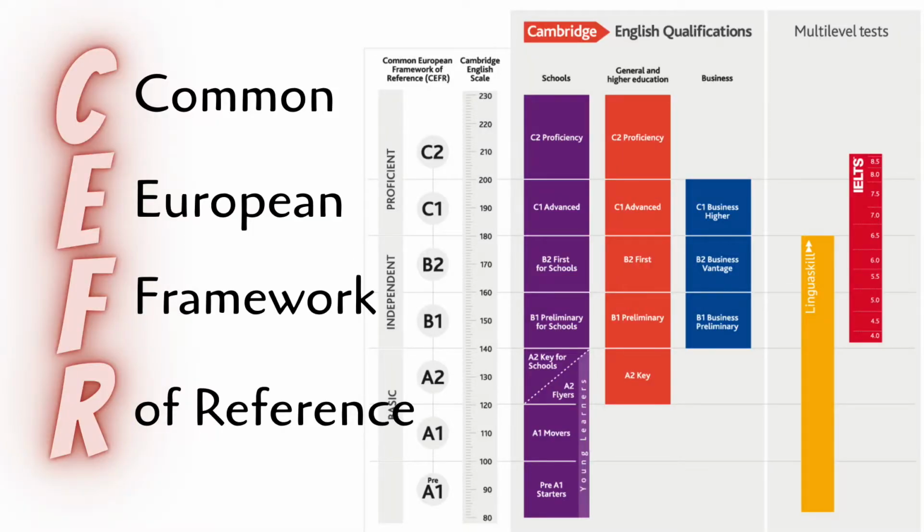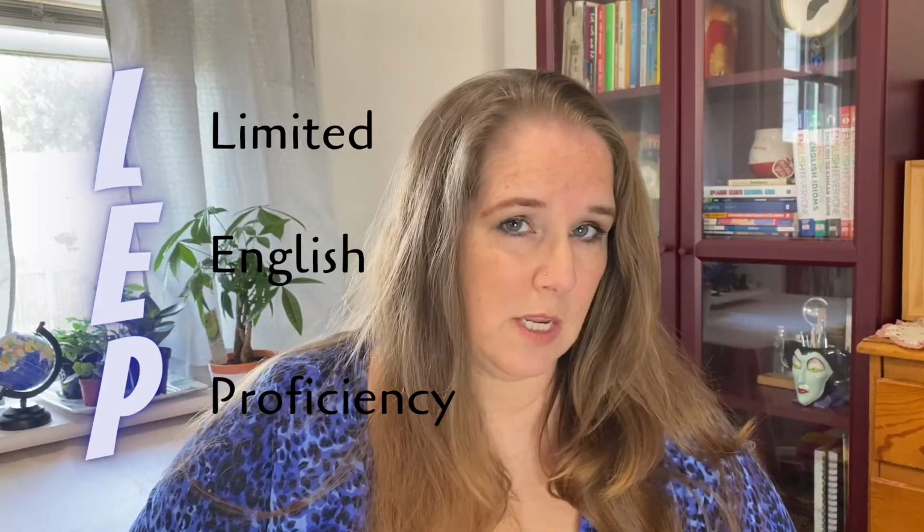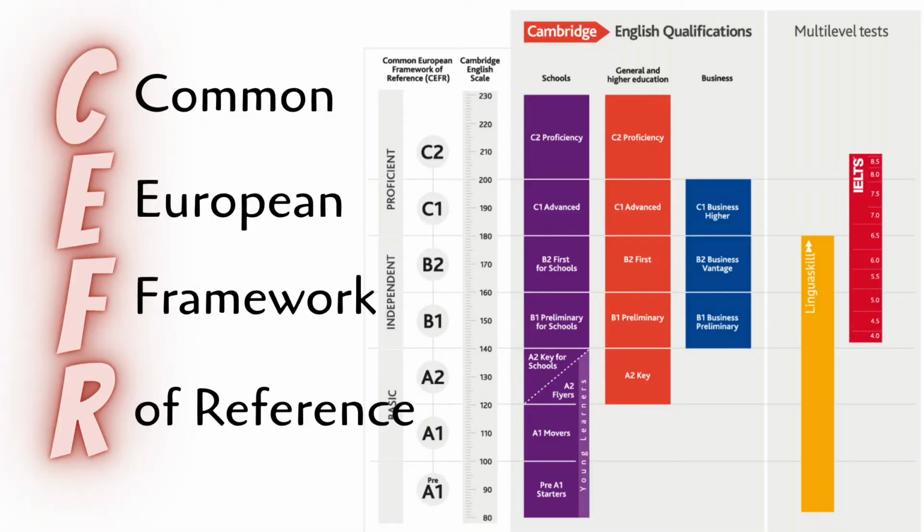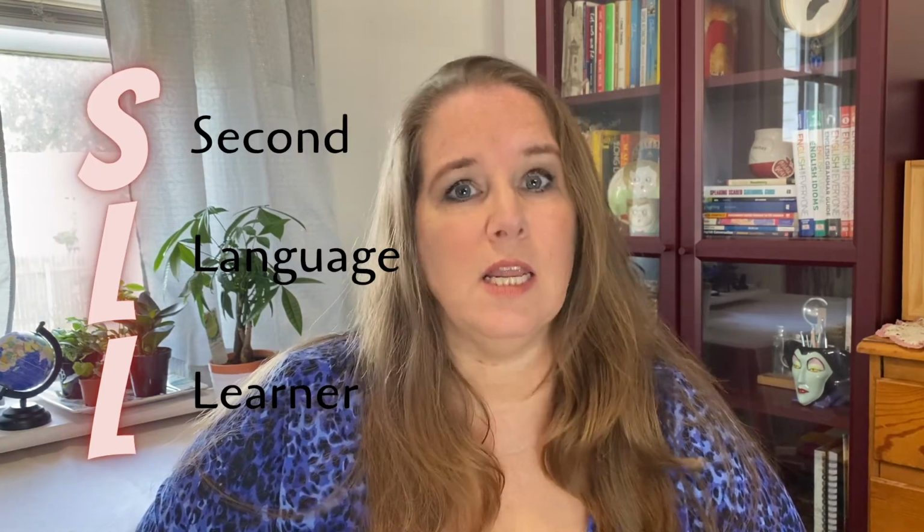Now, let's take a closer look at our students. Most students are assessed using the CEFR, or the Common European Framework of Language, to assign an English level of A1.1 or an LEP, Limited English Proficient, all the way up to a level C2, which is near fluency. The student can be called an EL, English Learner, ELL, English Language Learner, or an SLL, a Second Language Learner.